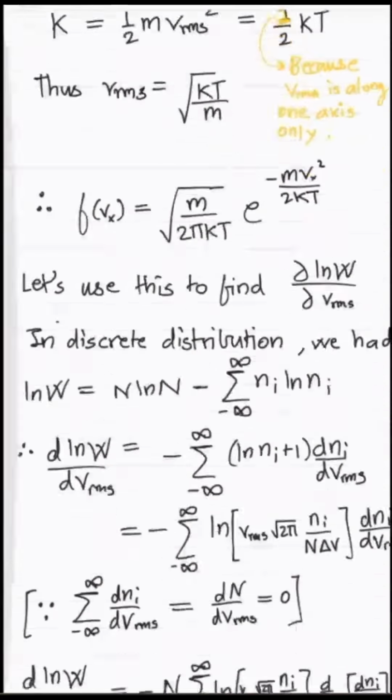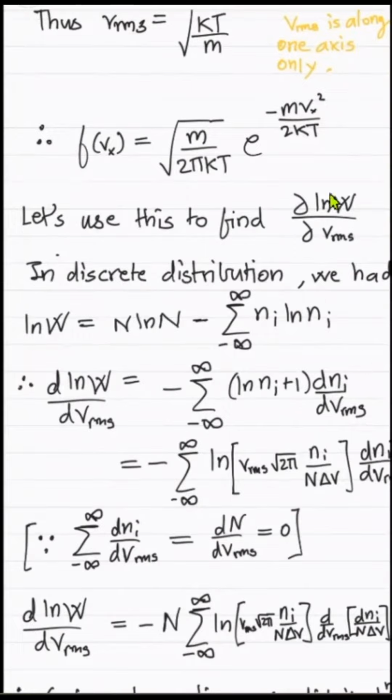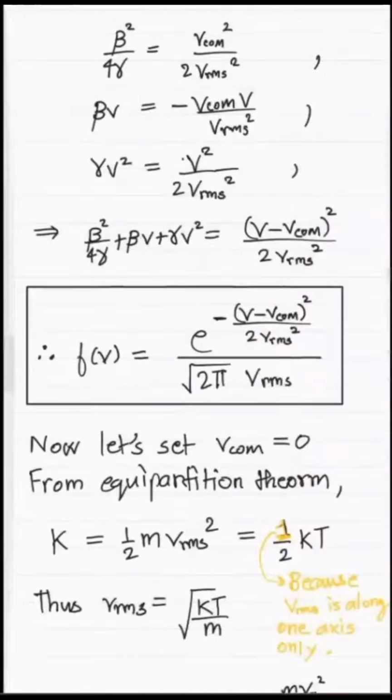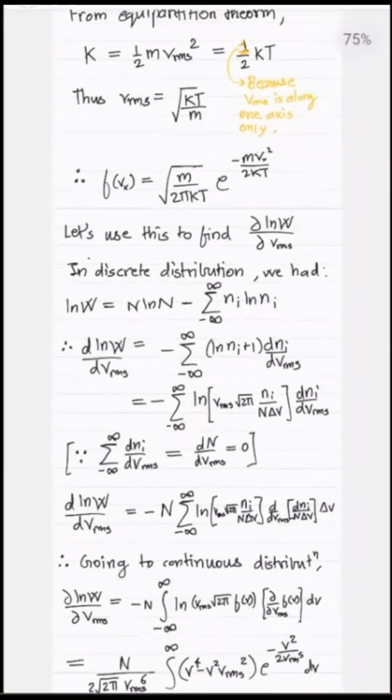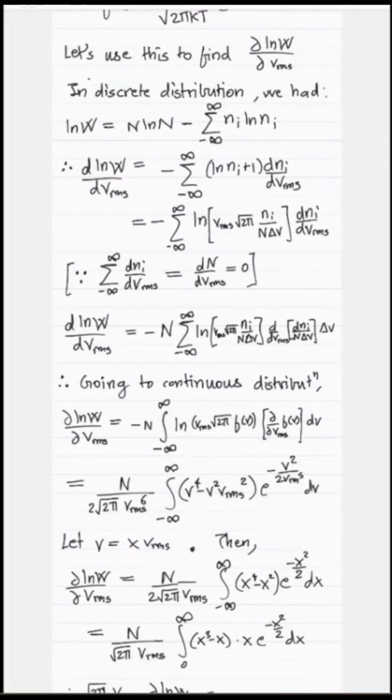Okay, now we can use this to figure out how our natural log of w, which was our small f, of course, how does this change with our RMS? Because we just know how this is actually behave. It's going to behave with the RMS velocity, right? Okay. So in the discrete distribution, we had natural log of w is equal to n natural log of n minus the summation of ni natural log of ni, right? The approximated value, of course. This should be an approximation, but whatever. Okay. Then taking the partial derivative with respect to the RMS. So this is for discrete distribution, by the way. Taking the partial derivative, just get this thing.